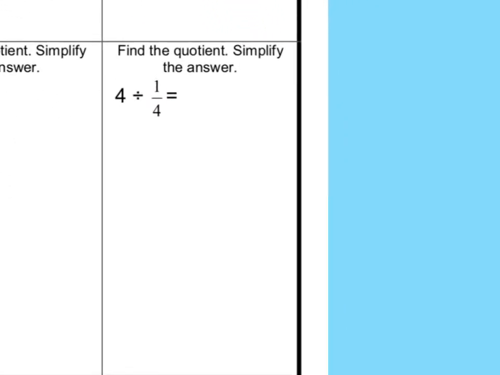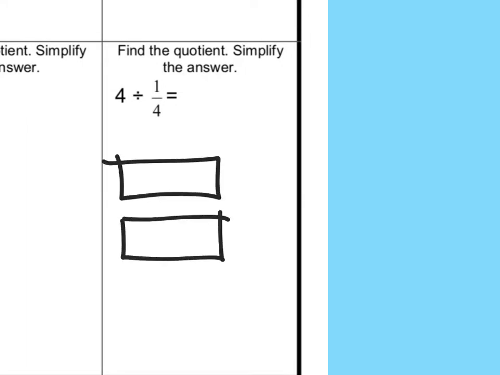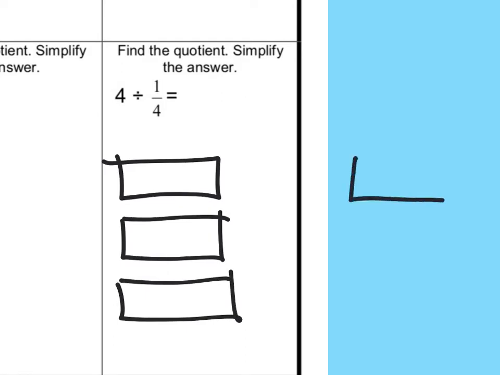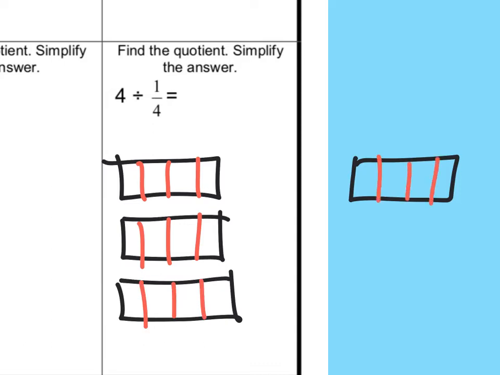For the next one, we'll have 4 wholes. There's 1, 2, 3, 4. Actually, let's draw the last one over here. And it's being split into fourths. So we know we have 1, 2, 3, 4, 5, 6, 7, 8, 9, 10, 11, 12, 13, 14, 15, 16. And as you can tell, 4 times 4 makes 16.